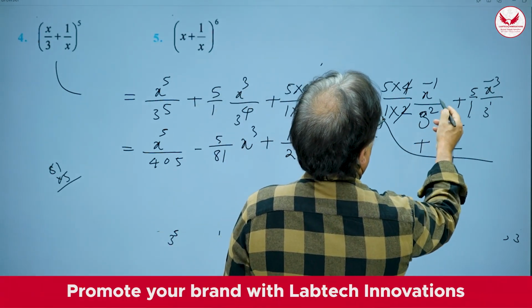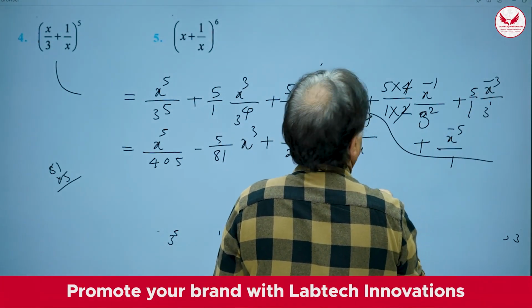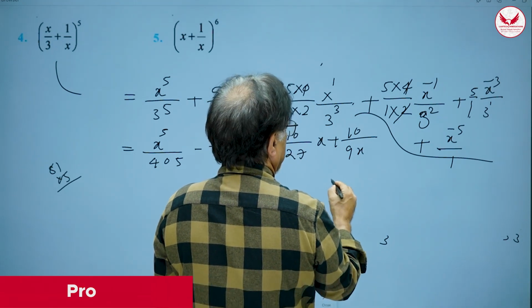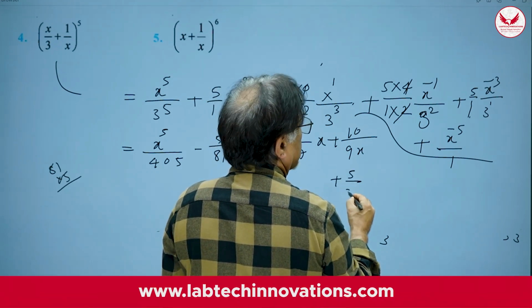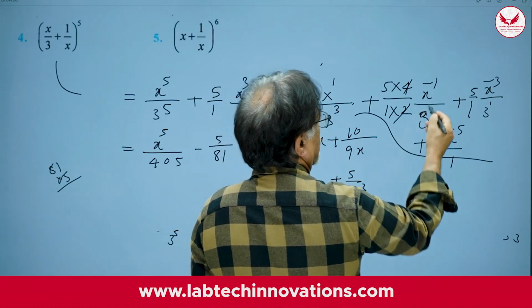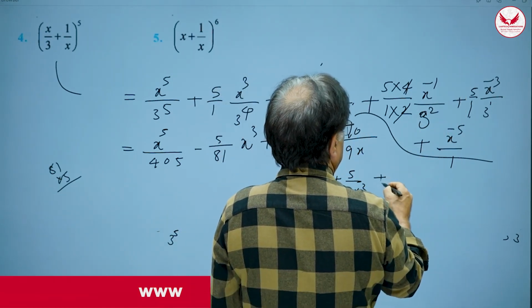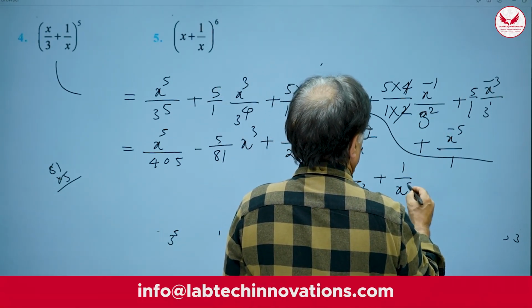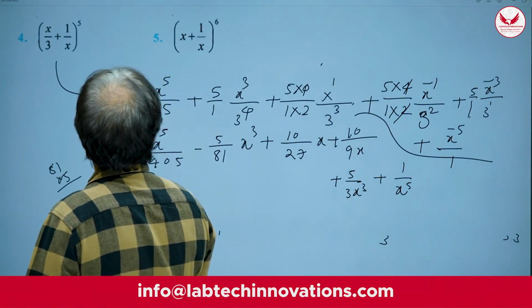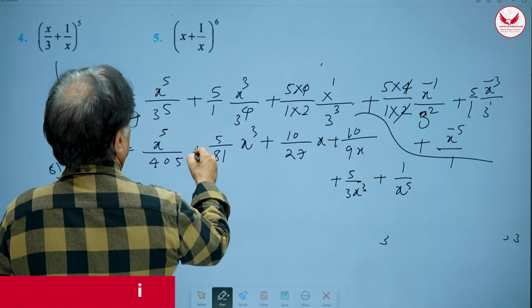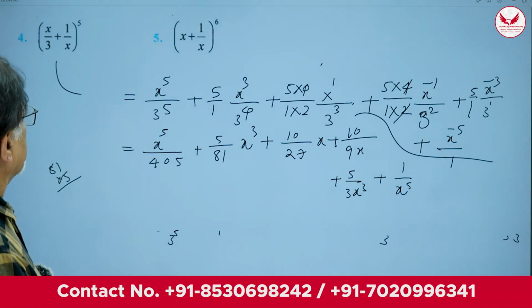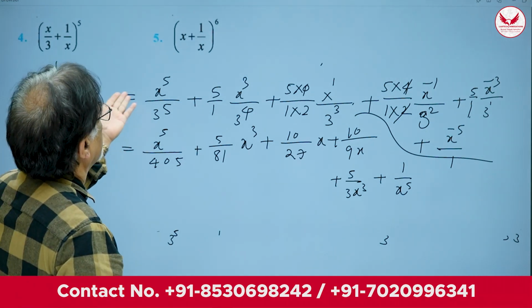And then next come to what? This is the next term. That next term is what? 5 upon 3 x cube, because x raised to minus 3. And the last is 1 upon x raised to 5. This is how the terms can be written. Here all the terms are positive. Okay. So this is how the problem can be solved.